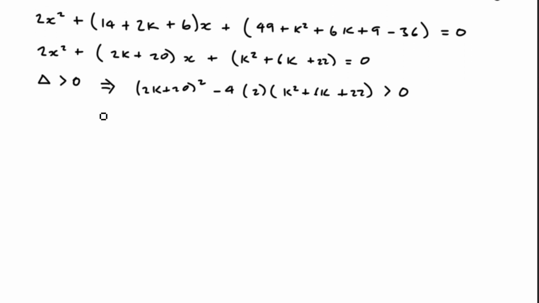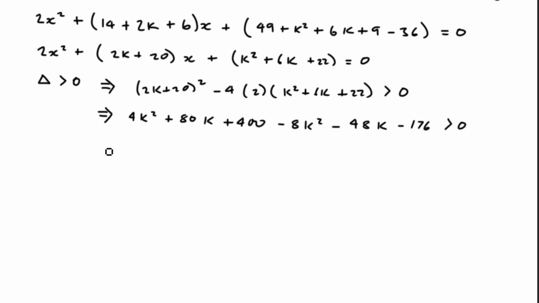We have quite a bit of tidying up to do here. Let's expand that first bracket to give us 4k² + 80k + 400. Let's expand the second bracket to give us negative 8k² subtract 48k, subtract 176, that has to be greater than 0. Let's collect terms together. We have negative 4k² + 32k + 224. That has to be greater than 0.